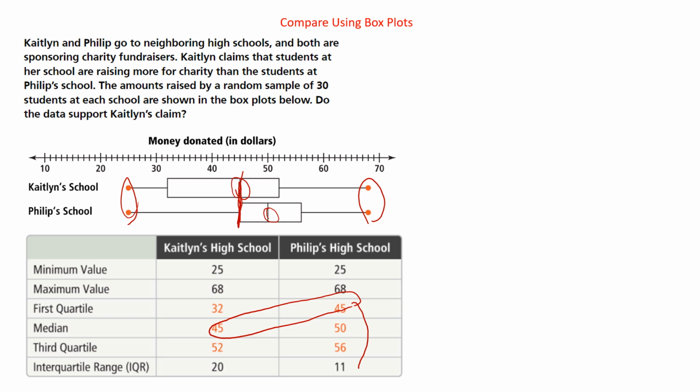We have the interquartile range here as well. The interquartile range is the distance in the box. The interquartile range is quite literally Q3 minus Q1. 52 minus 32 was 20. 56 minus 45 was 11. So that means the middle 50% of people are spread out over 20 for Caitlin's school, and they're only spread out over 11 for Philip's school.